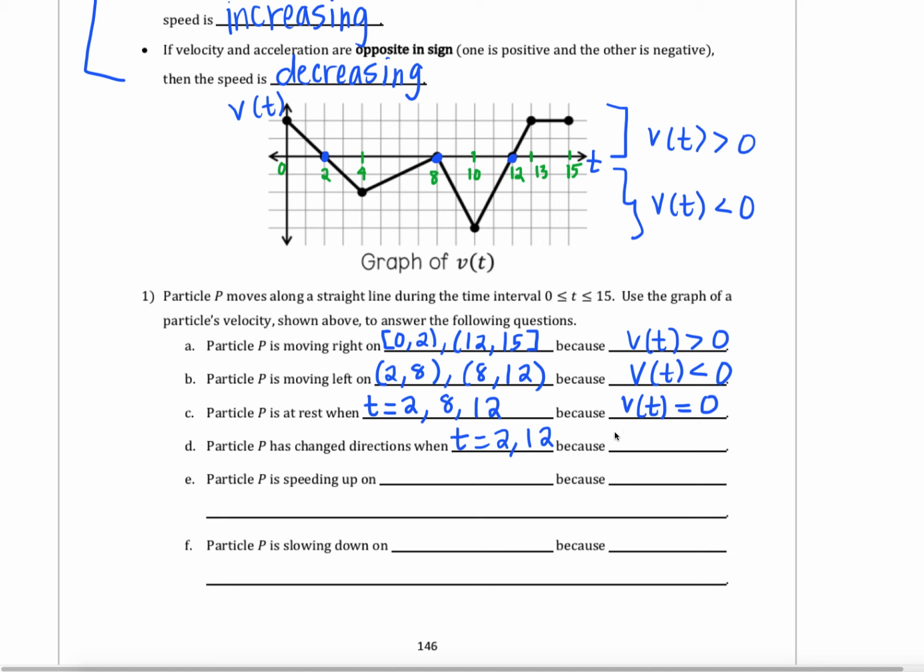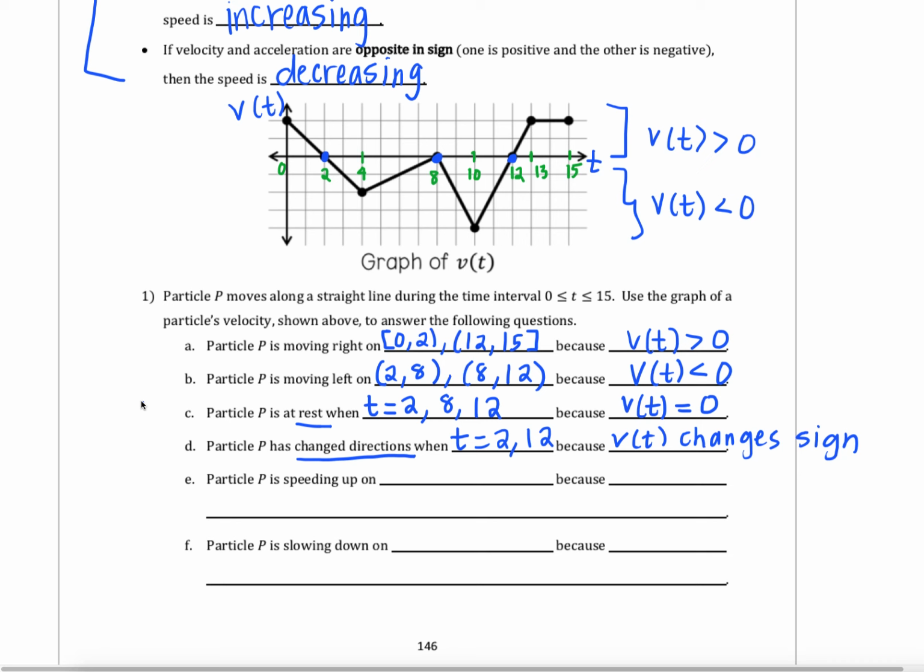Think about if you're walking somewhere. If you start walking somewhere and you pause for a second, that doesn't necessarily mean you have to turn around. It just means you stopped for that instance in time, and then maybe you continue on in the same direction, or you realize you need to turn around and walk back in the direction that you came. So part C and part D, although they're similar, there is that subtle difference: at rest is when the velocity is just equal to 0, and a change in direction happens when the velocity itself changes signs.